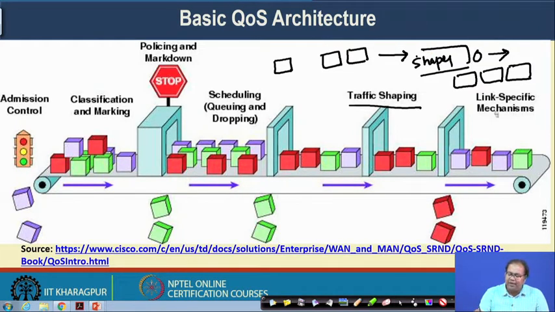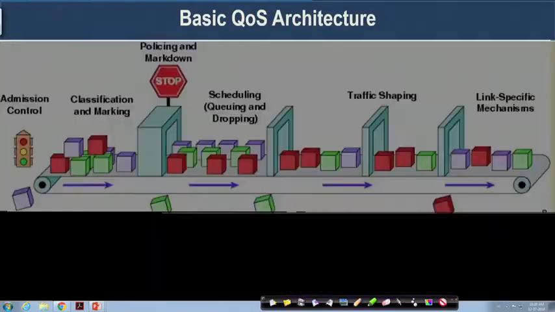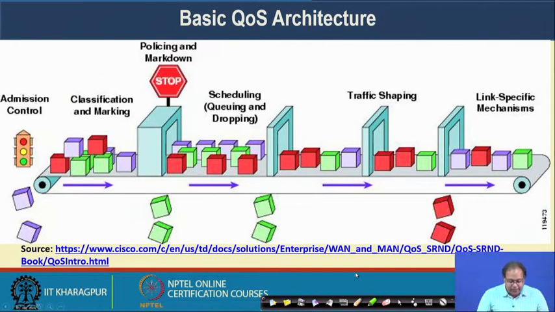And finally, we apply certain link specific mechanisms. If it is a Wi-Fi link, then Wi-Fi has its own QoS provisioning service, like prioritizing traffic for link layer channel access and so on. These link specific mechanisms are finally applied. So this is the broad QoS architecture through which we try to guarantee end-to-end quality of service in the internet. We will now look into all these individual steps in a little more detail.